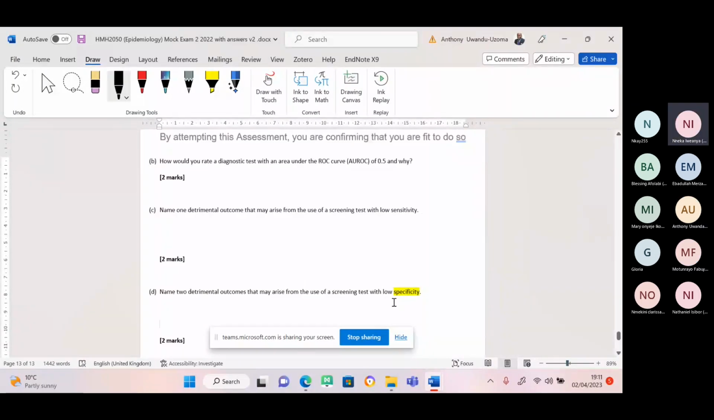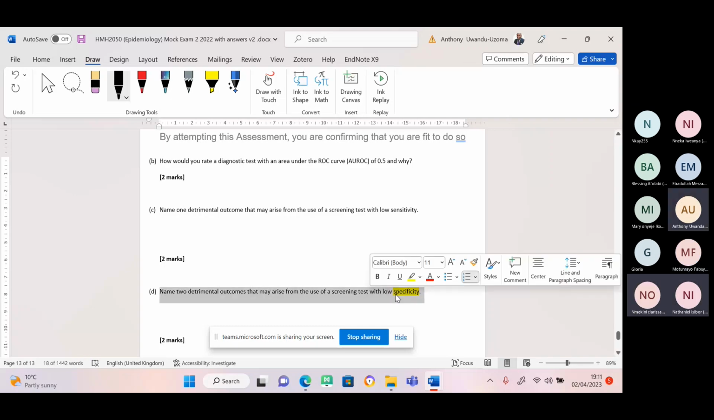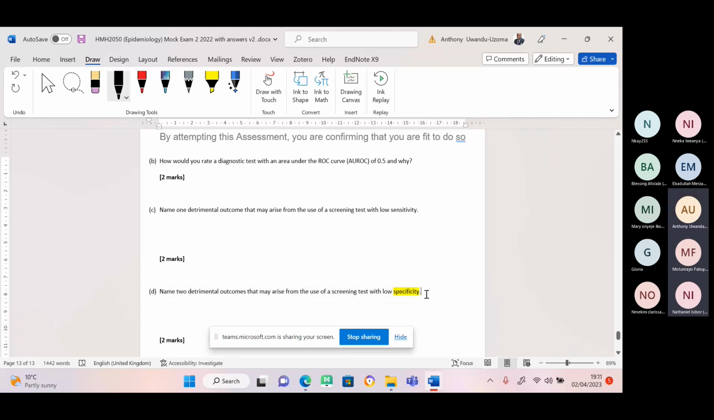What's the opposite? What's the meaning of specificity? What's the meaning of sensitivity? Is that what you're asking? Specificity is the ability of a test to correctly identify people without the disease.